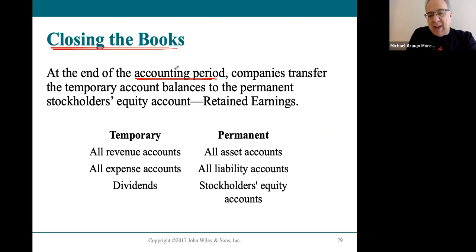So, how we do that in accounting is we close the accounts that are subject to the periodicity assumption, which are the income statement accounts, revenue and expenses. And because we do the retained earnings statement as well, the dividends account also needs to be closed at the end of the accounting period.